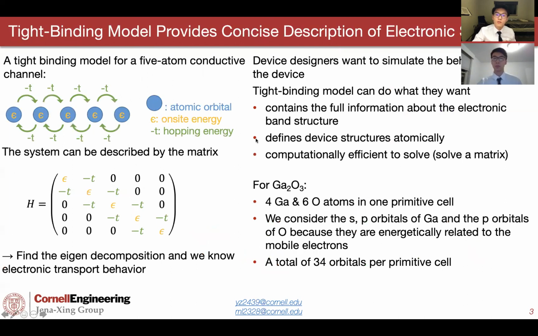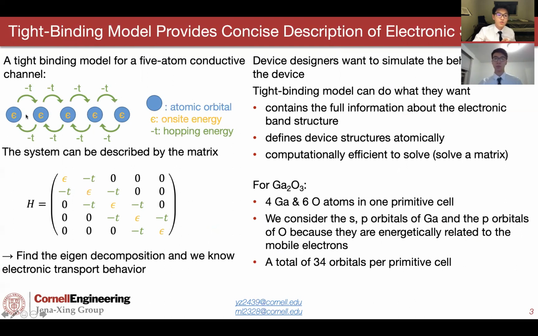So now we know what is gallium oxide. Let me introduce to you what is the tight binding model. I'm showing you a toy example here. It consists of a 5-atom conducting channel. And for simplicity, I'm assuming for each atom, there's only one atomic orbital. Each atomic orbital has its own energy, which we call on-site energy.